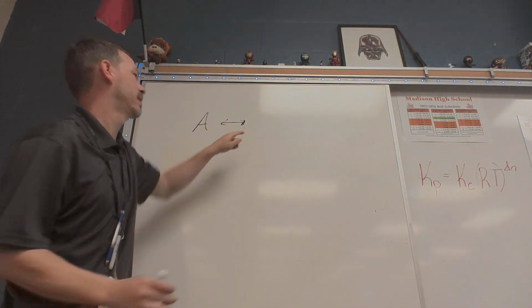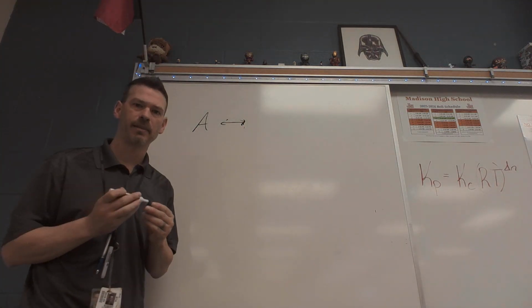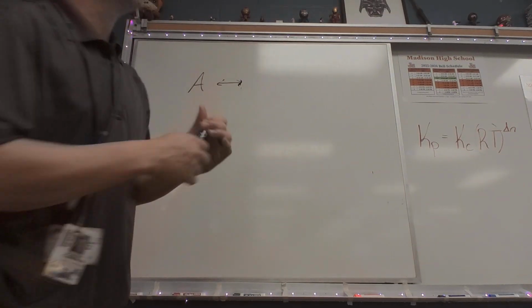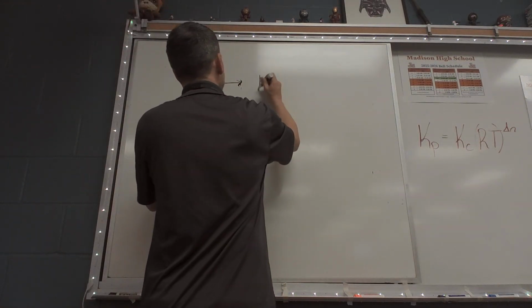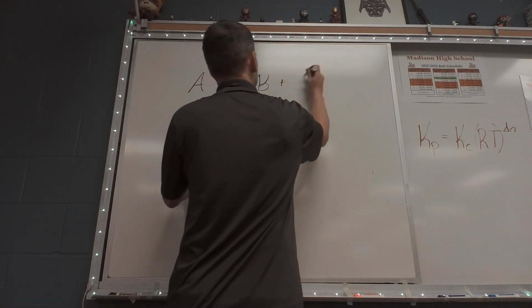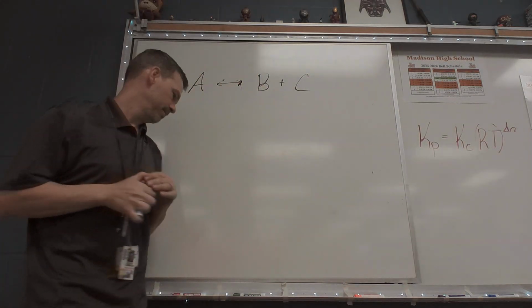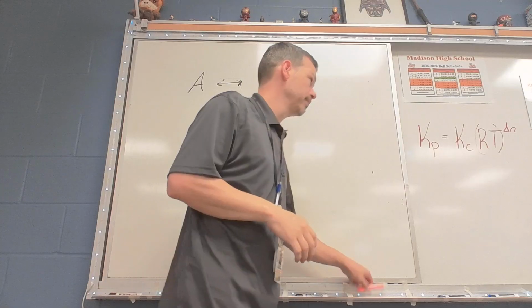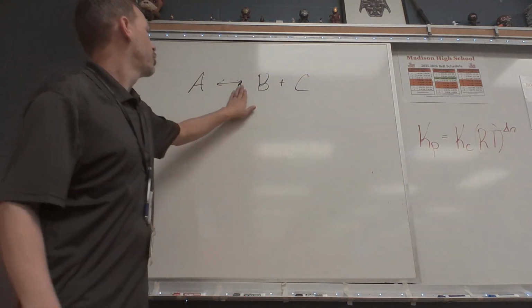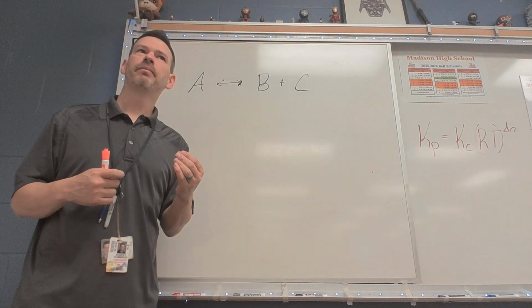Hey, look at my arrow. This is the only arrow you're allowed to use the next couple weeks. All right? Which means the graph clearly has B and C increasing. Does everybody see it? All right. So there's the skeleton equation.